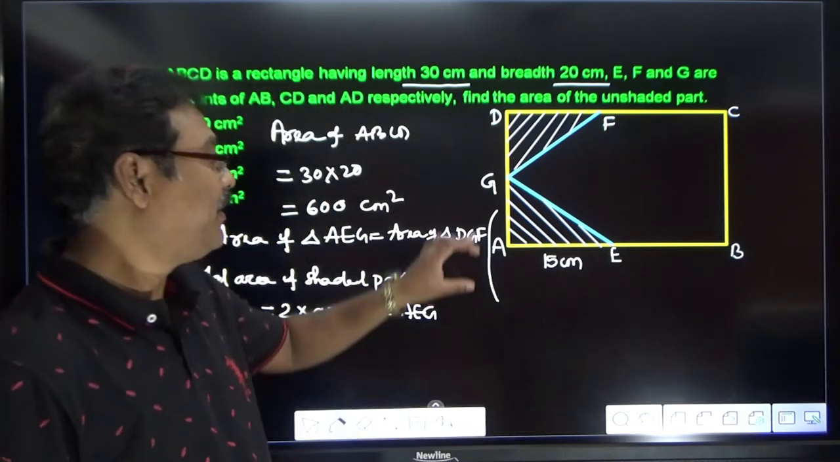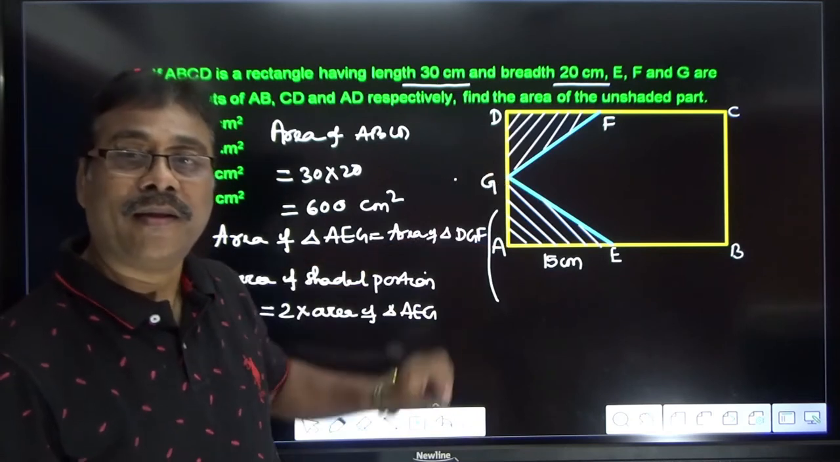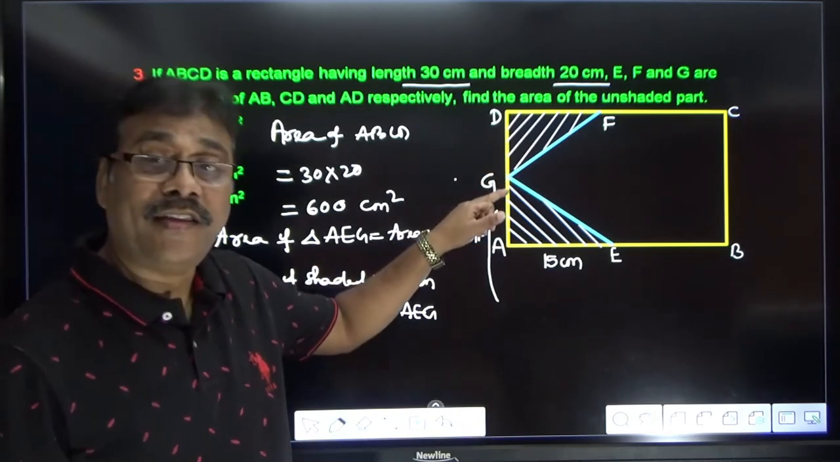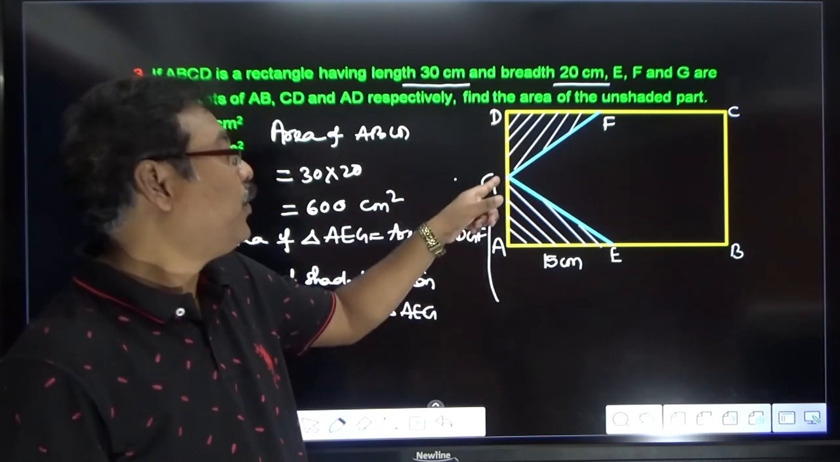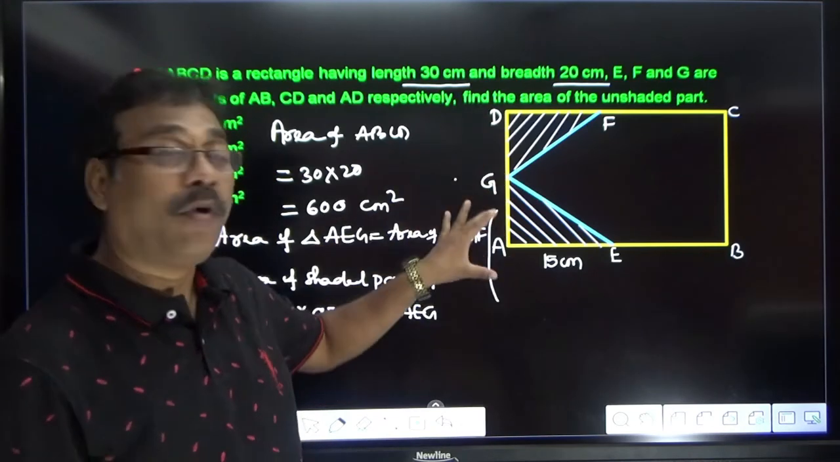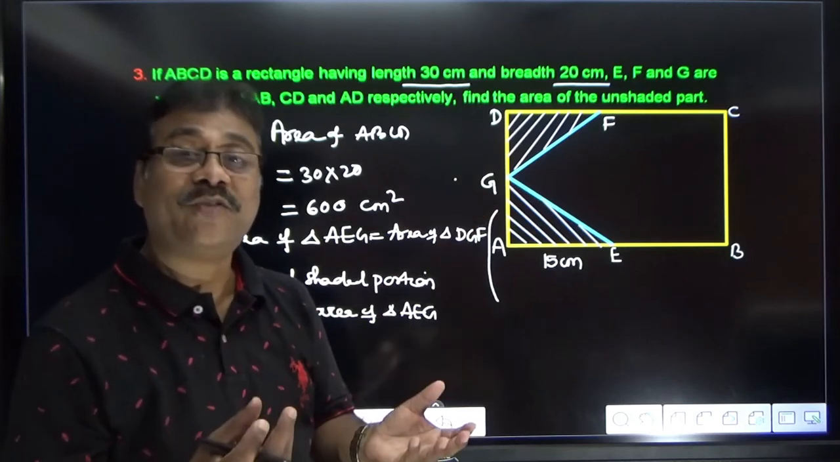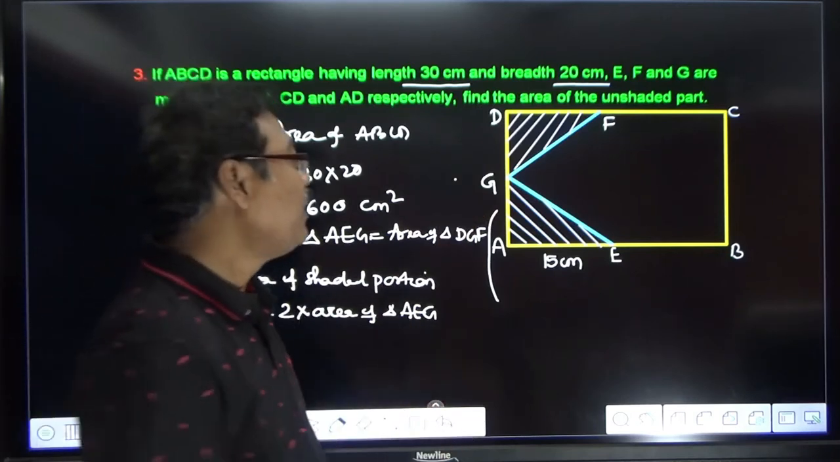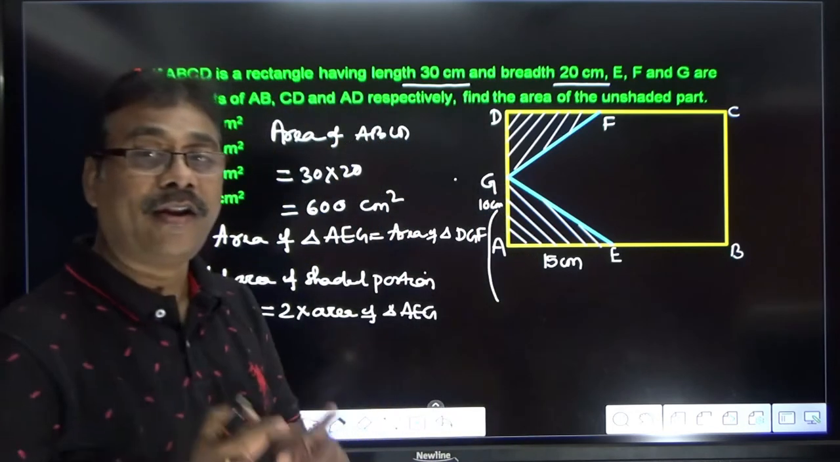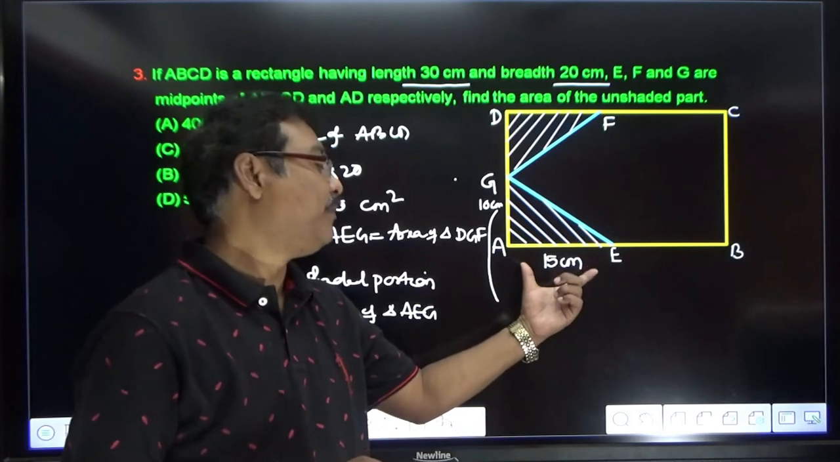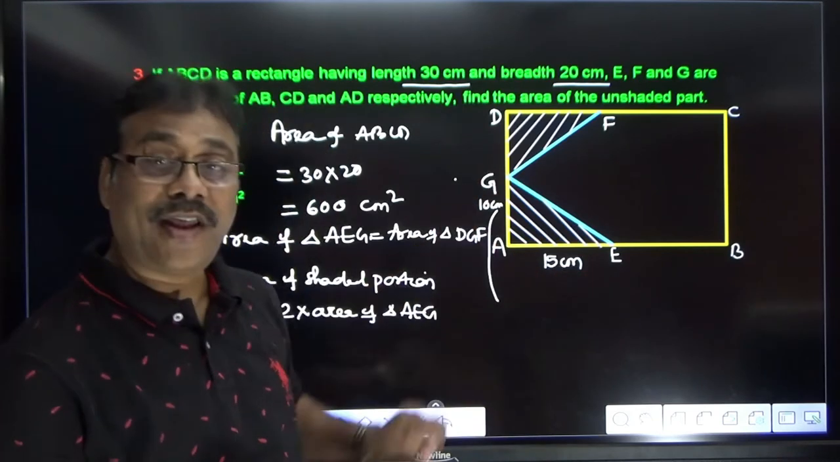And what is height? Height is this one. How will we find this? G is the midpoint of AD. So, AG is equal to half of AD. Because AD is 20, AG will be 20 by 2, which is 10 centimeter. And I think now you got the base 15 and the height 10.